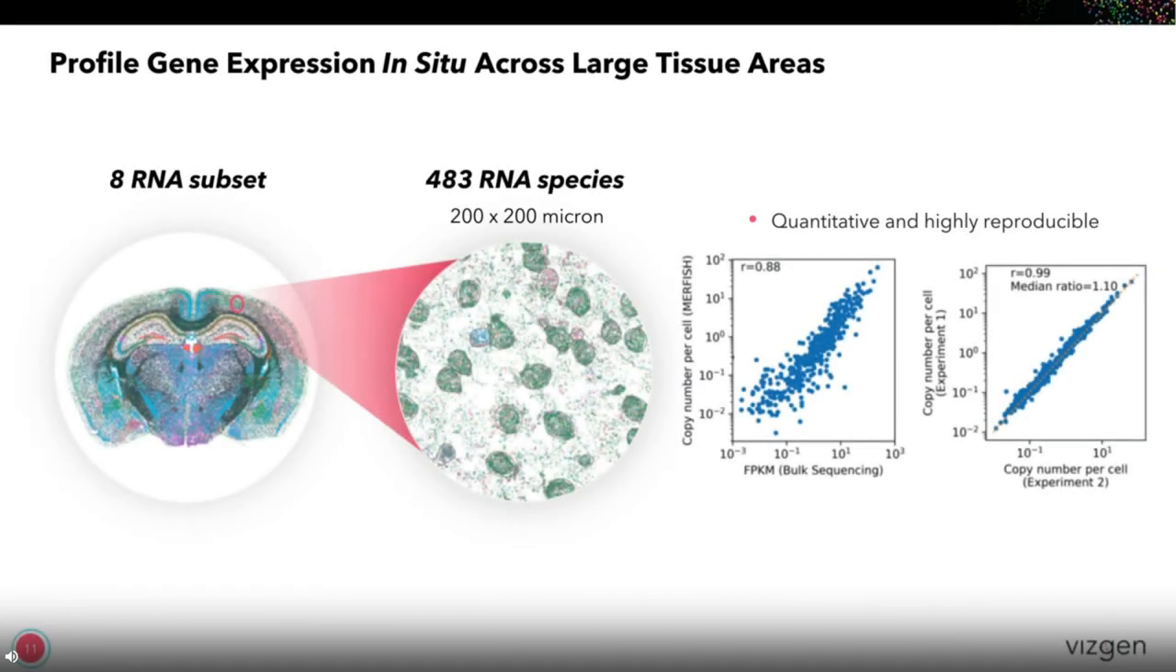For example, shown on this slide, this is using a panel of around 500 genes to profile the mouse GPCR and RTK receptors in the mouse brain, and you can see that this is a highly quantitative and highly reproducible measurement. From the left, you're seeing the 8 RNA subset out of this 483 measurement, while in the middle, you're seeing the gene expression within single cells.